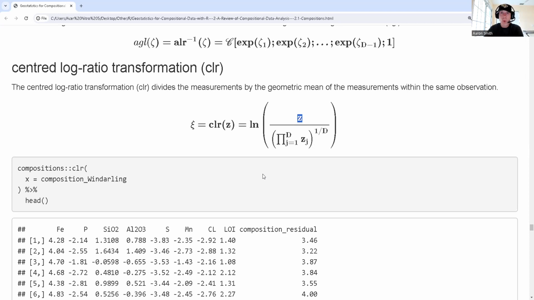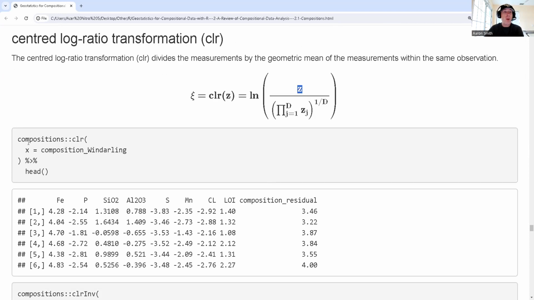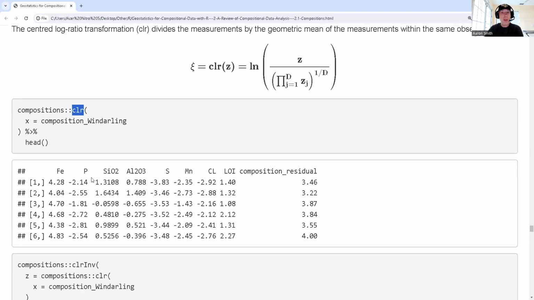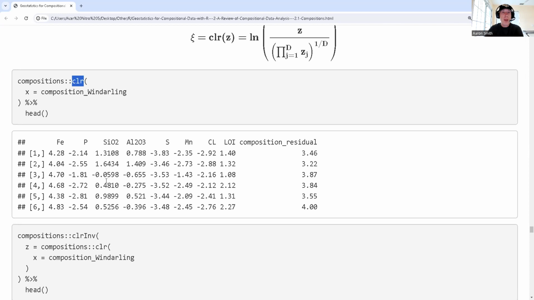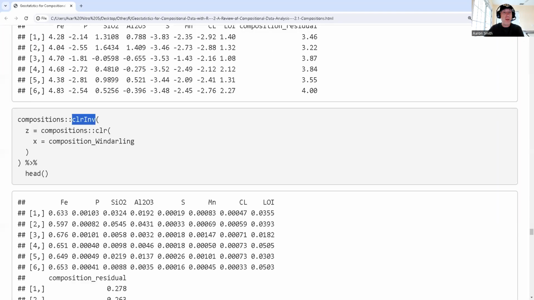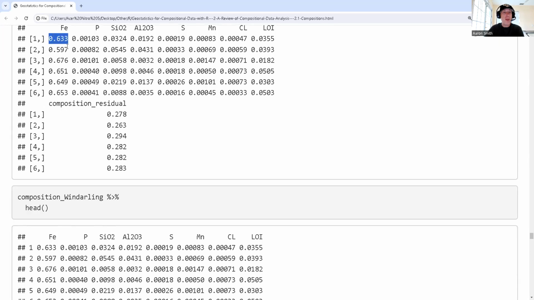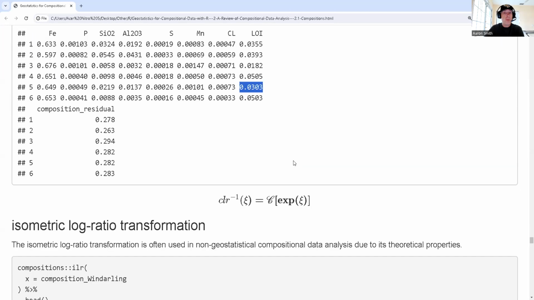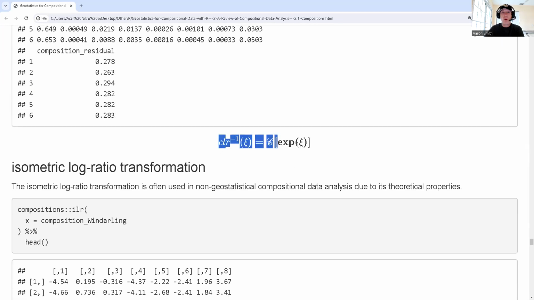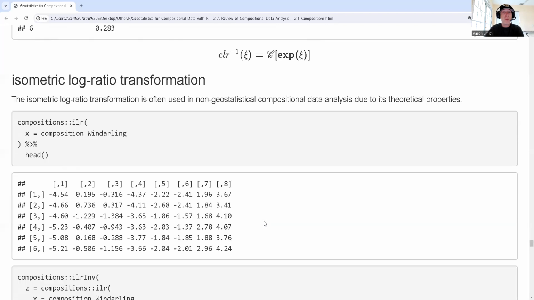All right, well, just like before, we're going to use the compositions function to perform the centered log ratio transformation. And here we can see the results. And once again, we have an inverse function to do the inverse of the operation. Okay, so let's take a look at what that looks like and compare that to the original data. And once again, I see the same values up to machine accuracy. Check that out. And now here is just a mathematical expression of that inverse.